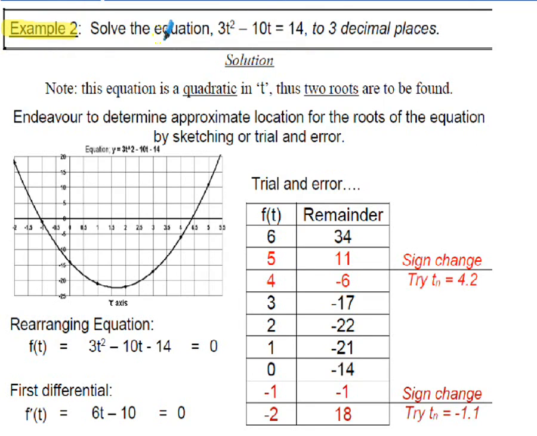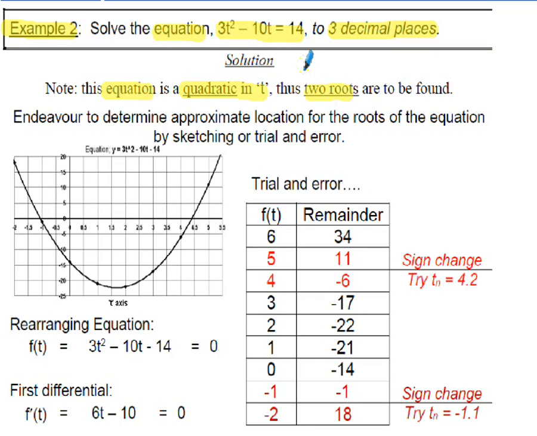Example 2. We're asked to solve the equation 3t squared minus 10t is equal to 14 to 3 decimal places. This is a quadratic equation, and we know we could solve this using the quadratic formula, but I'm going to use the Newton-Raphson technique here to show again an illustration of the process involved. As this equation is a quadratic in t, there will be 2 roots for us to find.